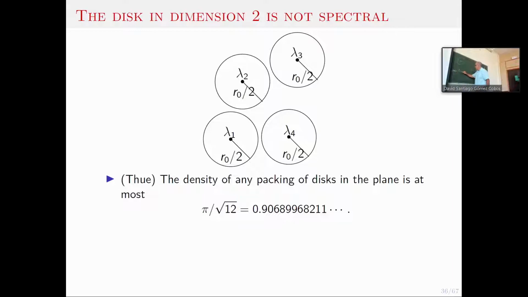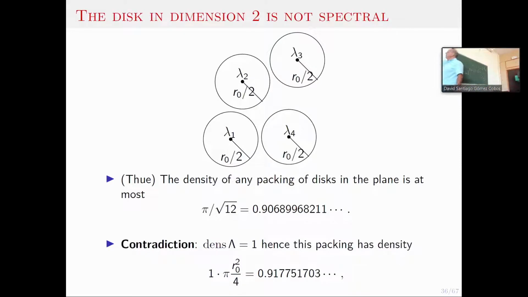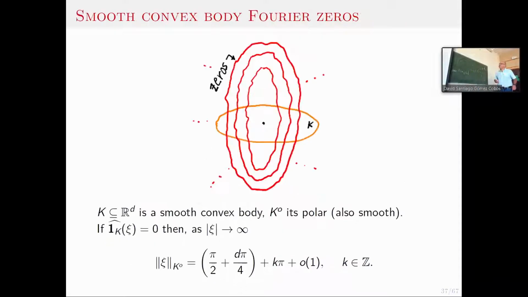And then we observe that if lambda is a spectrum of the disk of, say, area 1, it's always the case that the density of a spectrum is the area or the volume of the domain. So since we took our disk to have area 1, the density of lambda is also 1, which tells us that the density of this packing, by calculating the numbers, is actually not 0.906, but 0.91, which is higher than this, and that's a contradiction. You cannot have this dense packing. So this proves that the disk in 2 dimensions is not spectral. You cannot find a spectrum, because if you could, you would have a very dense packing of disks.